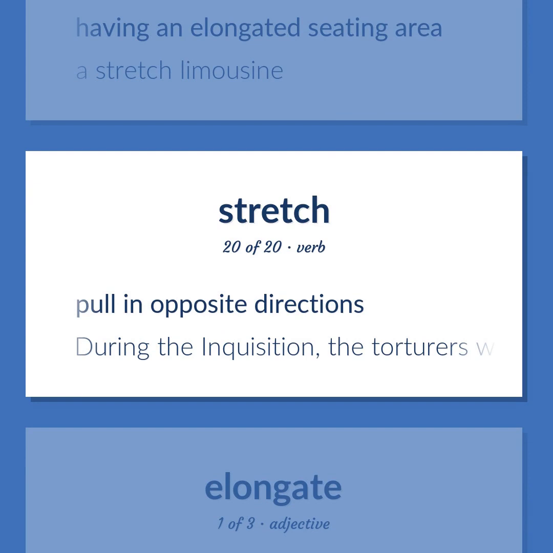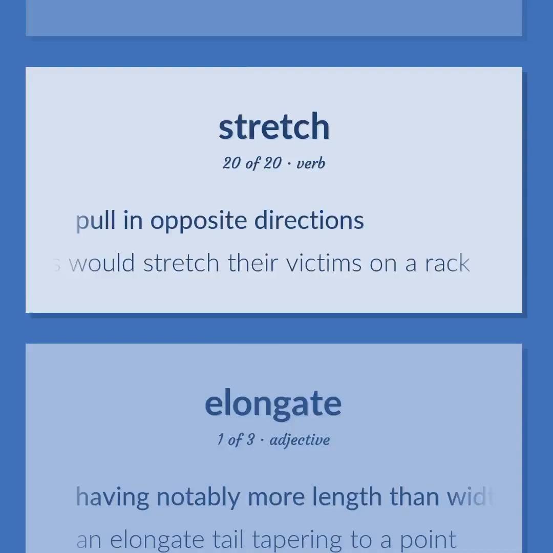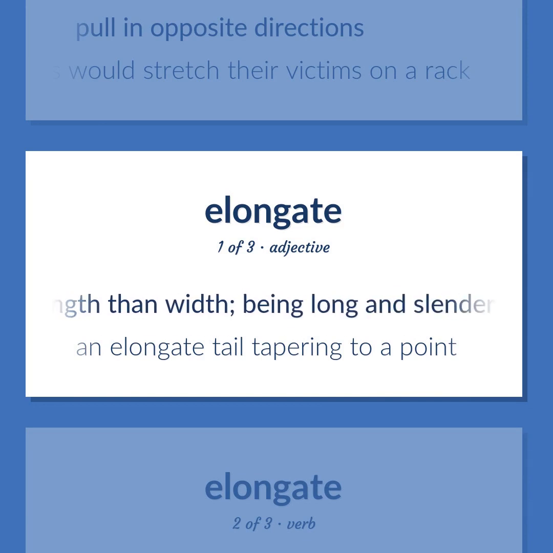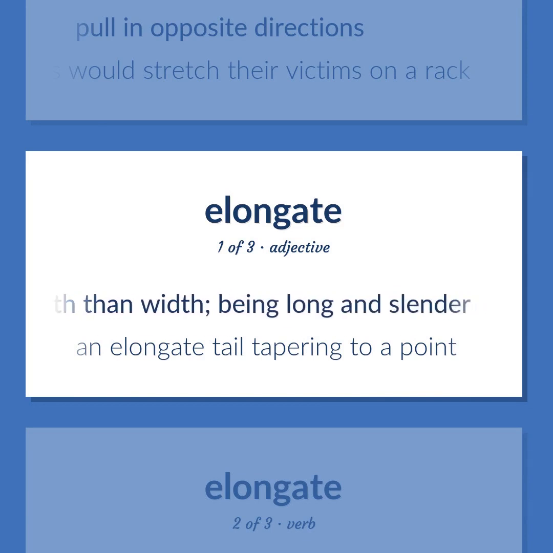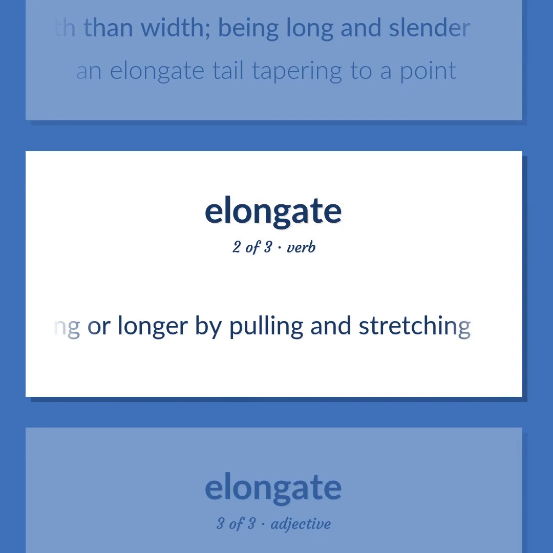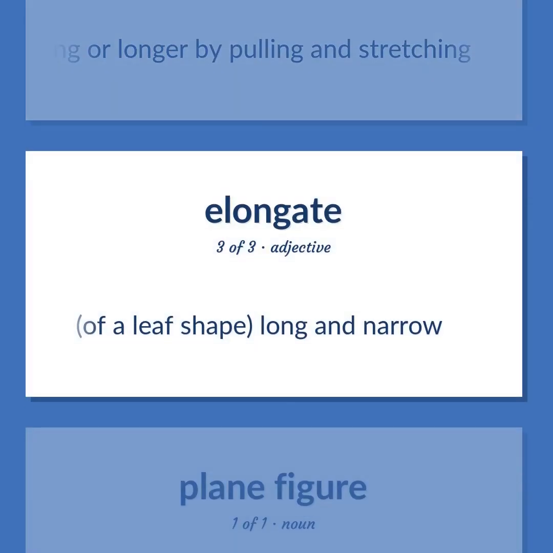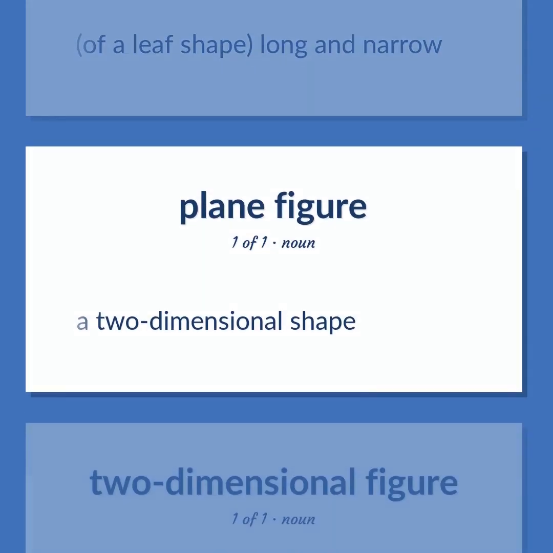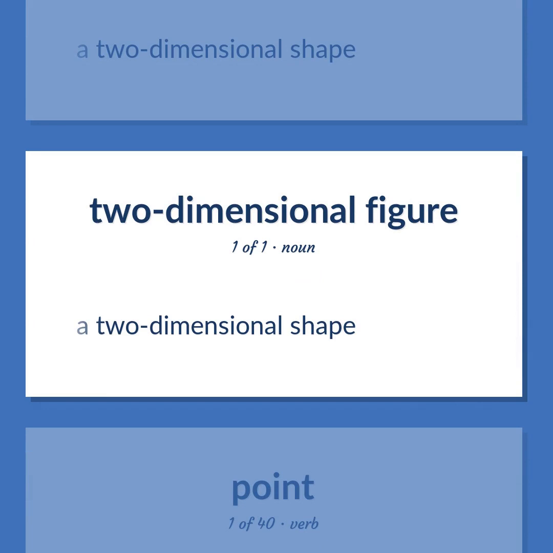Pull in opposite directions. During the Inquisition, the torturers would stretch their victims on a rack. Having notably more length than width, being long and slender. An elongate tail tapering to a point. Make long or longer by pulling and stretching. Of a leaf shape, long and narrow. A two-dimensional shape.